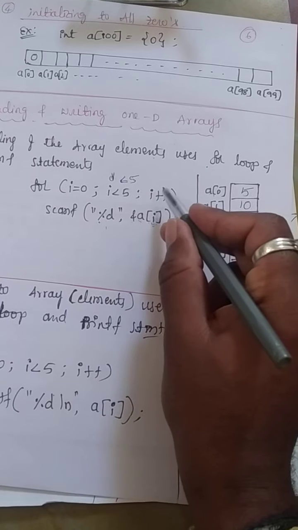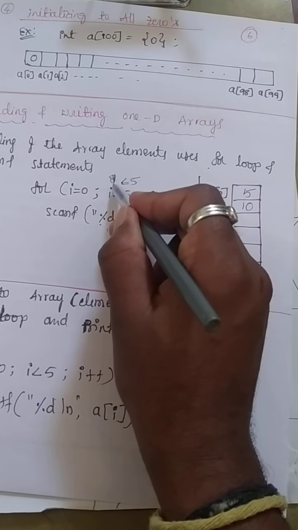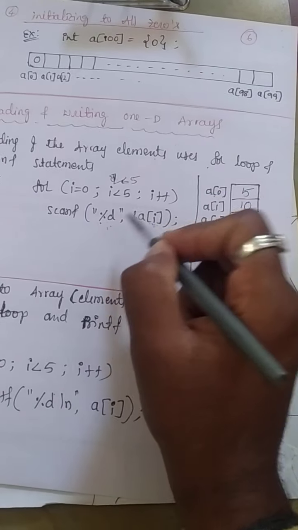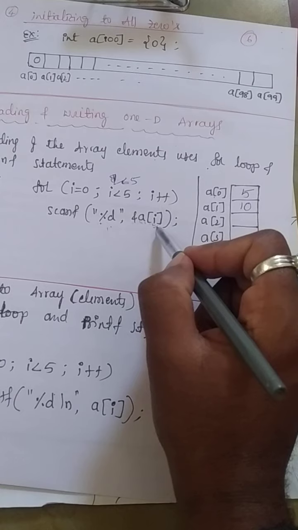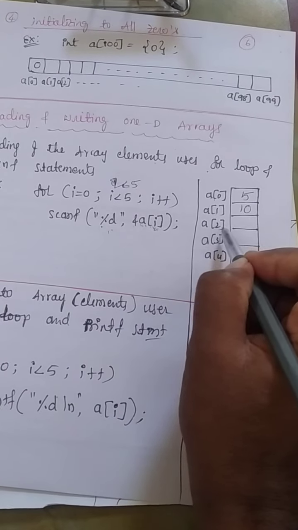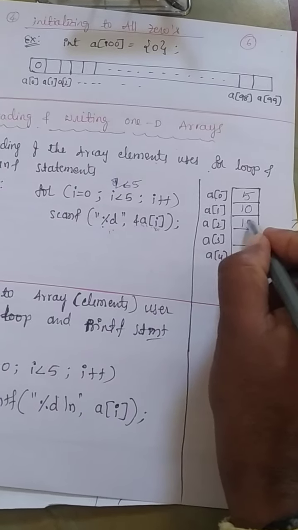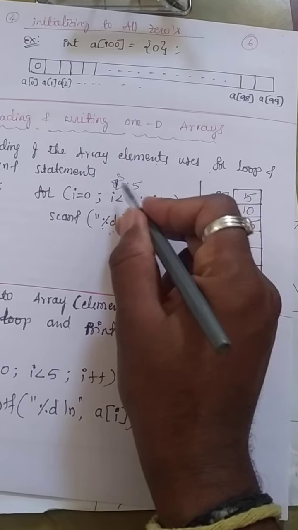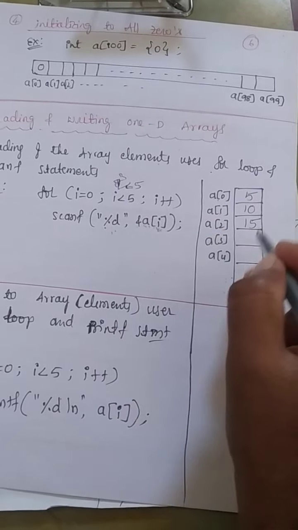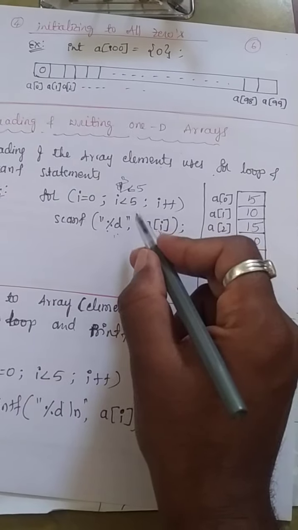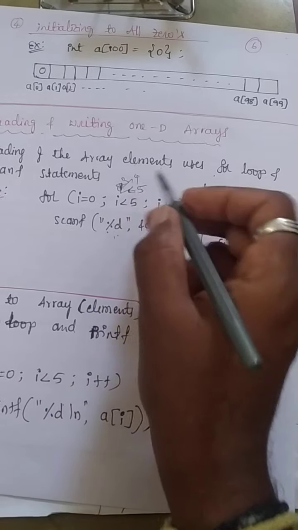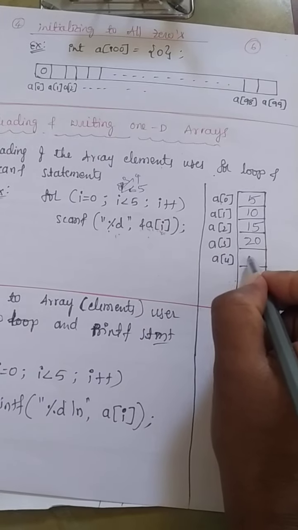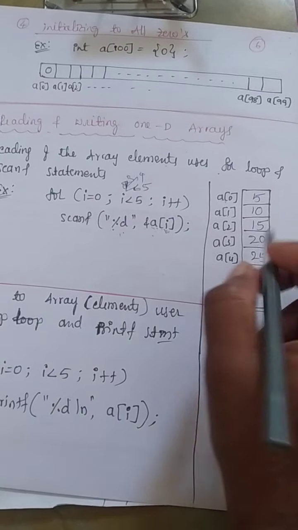After that, the i value will be incremented. So this becomes 2. Whether 2 less than 5? Yes, condition true. Once again the scanf statement. a[i] means a[2] location. In this a[2] location, I can enter one more element, that is 15. Then i plus plus, it becomes 3. Whether 3 less than 5? Yes, condition true. Read one more element, 20. Next i plus plus, it becomes 4. Whether 4 less than 5? Yes, condition true. It means in the a[4] location, you can enter one more element. 25 entered.